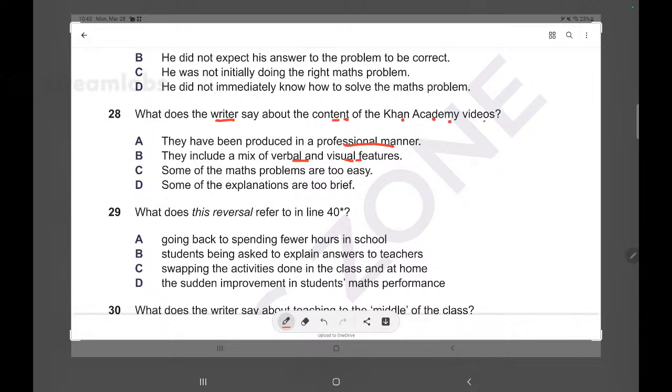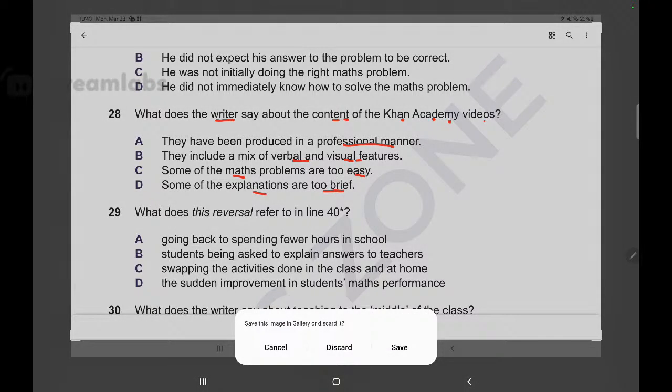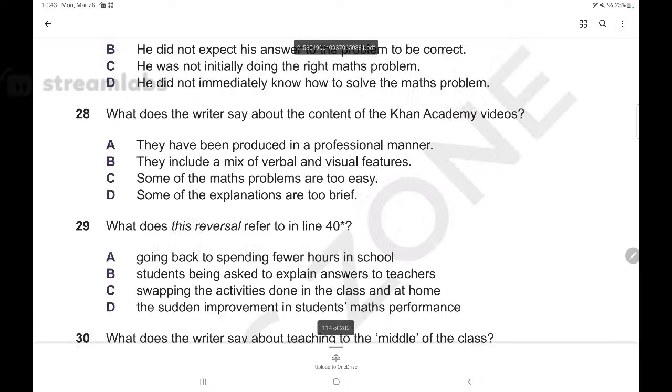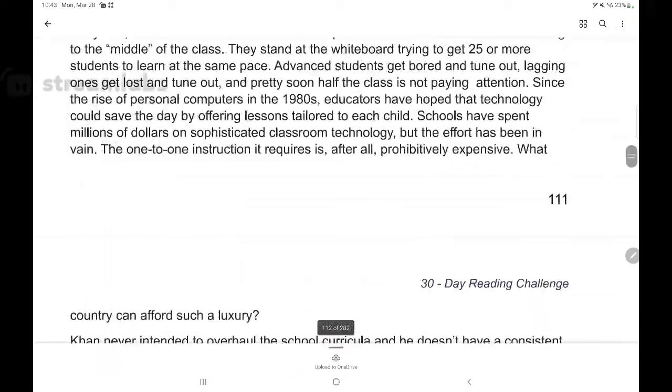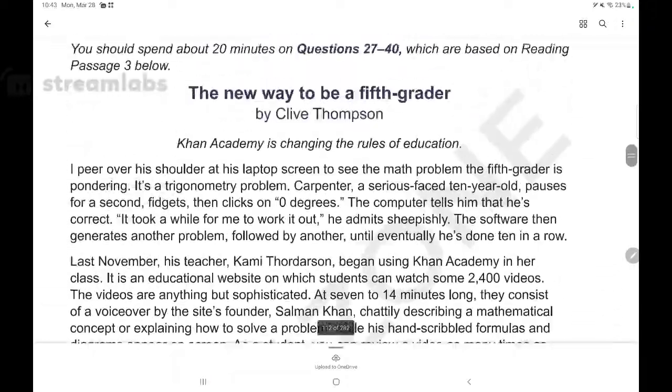Some of the maths problems are too easy. So it says some idea about math being easy. Some of the explanations are too brief, too short, yeah? Okay, I think we understood what they're talking about. Let's go to the text. I think now we know the difference between ABCs. What did the author think about the Khan Academy material?